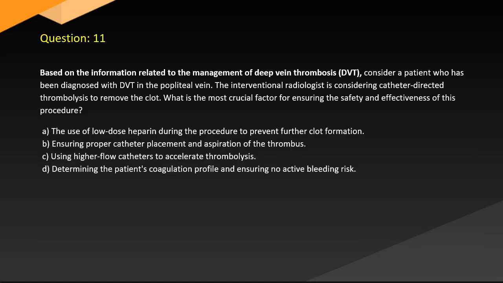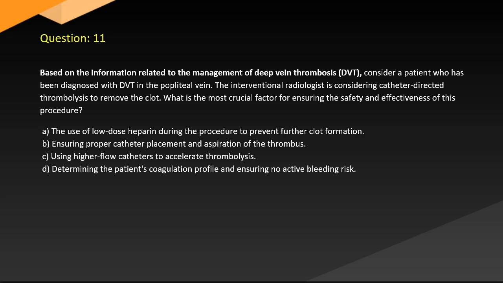Question 11. Based on the information related to the management of deep vein thrombosis (DVT), consider a patient who has been diagnosed with DVT in the popliteal vein. The interventional radiologist is considering catheter-directed thrombolysis to remove the clot. What is the most crucial factor for ensuring the safety and effectiveness of this procedure?